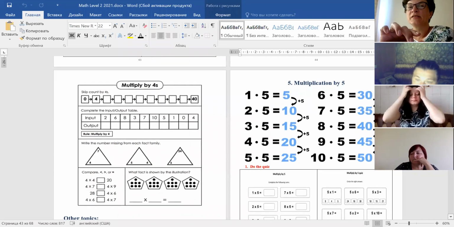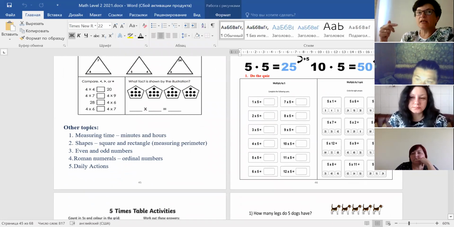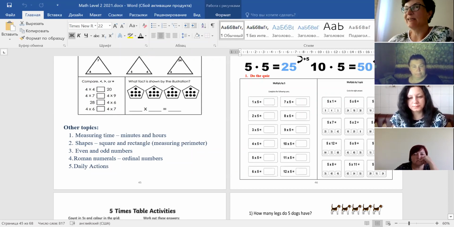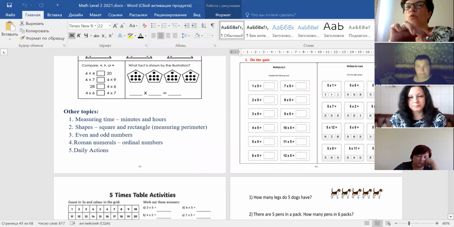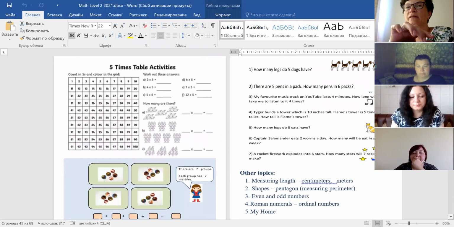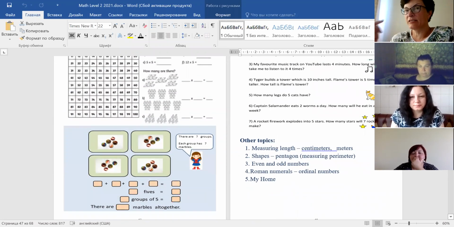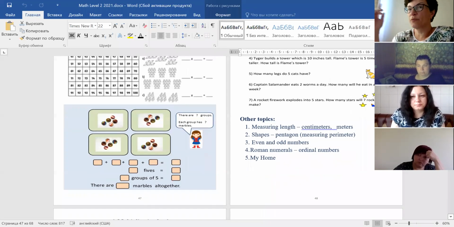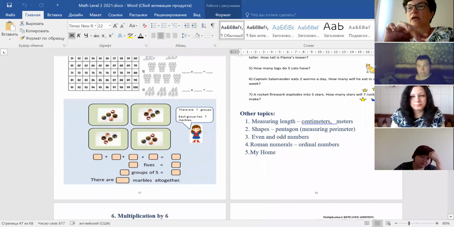The same, and the topics here will be measuring time, minutes, and hours, then shapes, squares, and triangles for measuring perimeter, even and odd numbers, Roman numerals, and daily actions, just connecting with minutes and hours. So the same with 5, again, multiplication, then simple problems, then lengths, meters, centimeters, pentagon for measuring perimeter, even and odd numbers for riddles, Roman numerals, as you see them, just any type of a task, and my home for meters and centimeters, longer, slower, and so on.